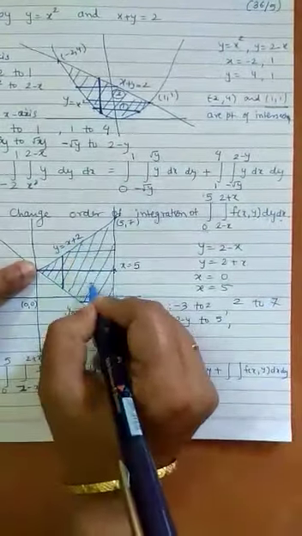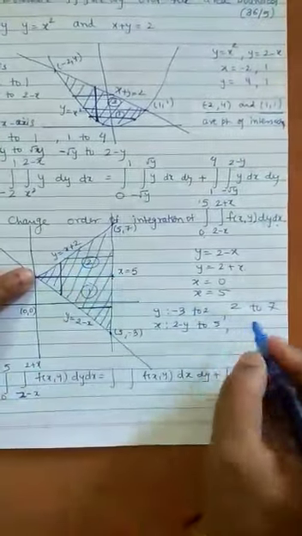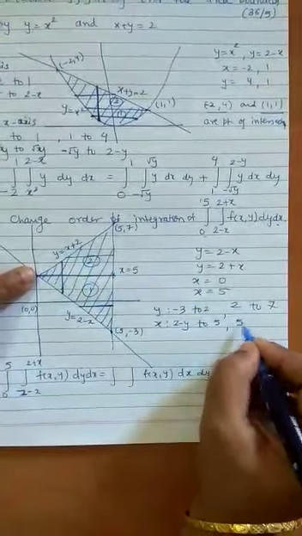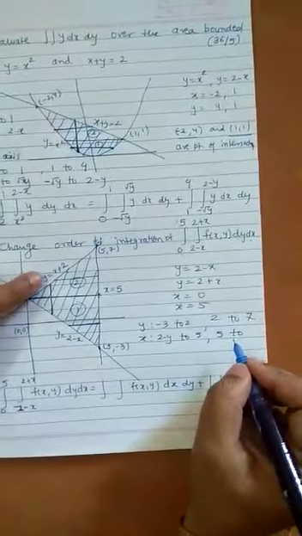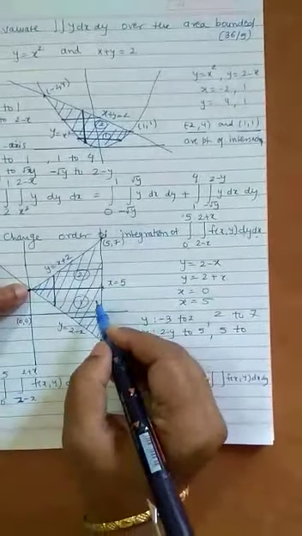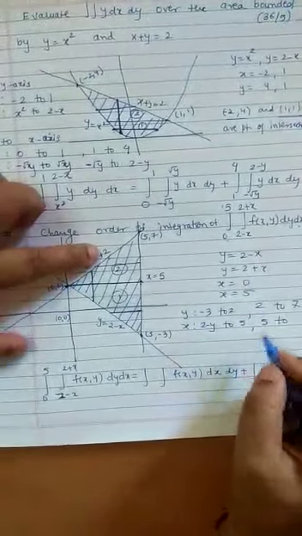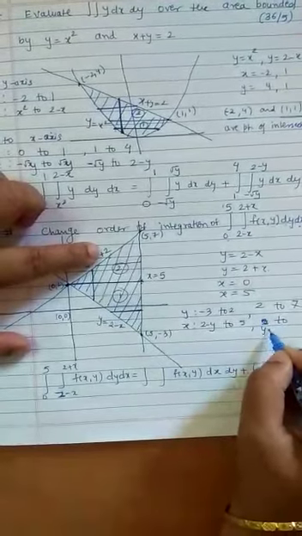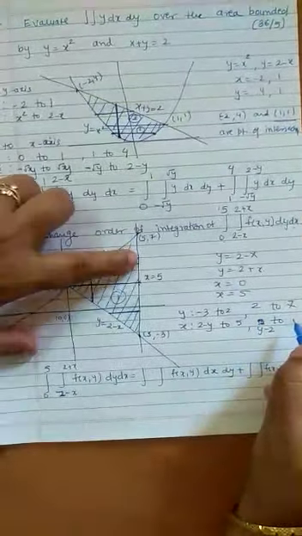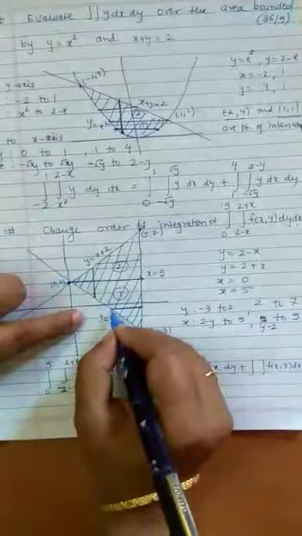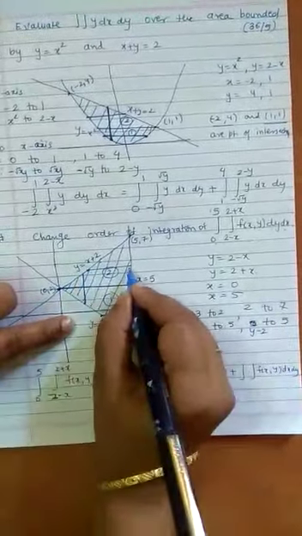For the second region, this is the first region, this one is the second region. My x is 5. For the second region, x is equal to y minus 2 to 5 again. Okay, fixing this strip here and here.